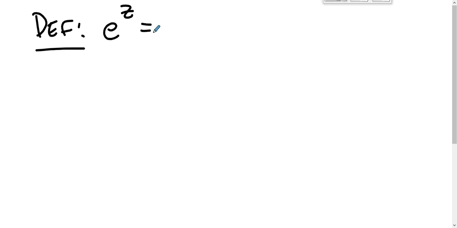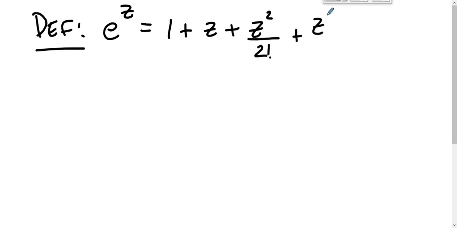And it turns out that we exponentiate complex numbers in the same way that we exponentiated real numbers. This is Calc 2 coming back at you. You learned in Calc 2 that e to the x is 1 plus x plus x squared over 2 factorial plus x cubed over 3 factorial and so on. And we propose to do the same thing when exponentiating a complex number.